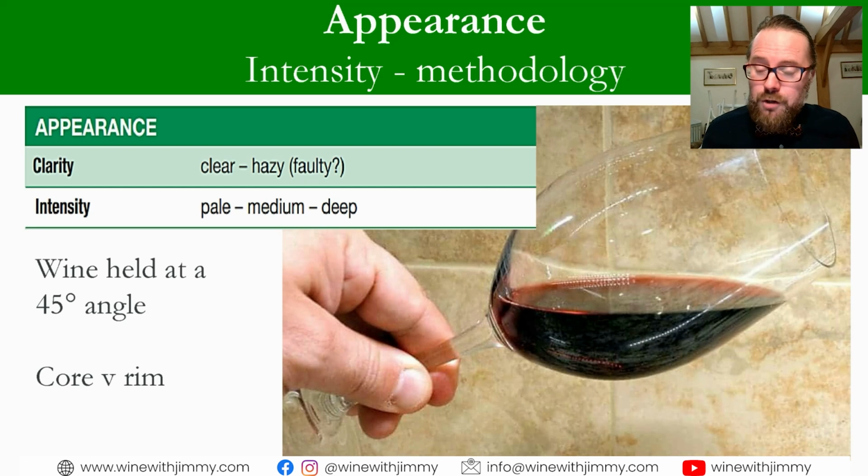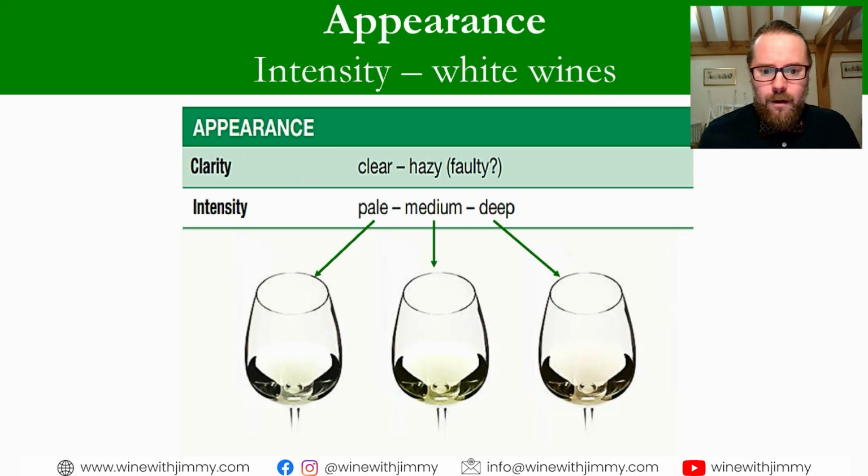If you can very much make out the stem, it's likely to be pale. And that is our scale here for intensity: pale, medium, or deep. A 3-point scale: pale, medium, or deep. First of all, let's talk about white wine intensity.